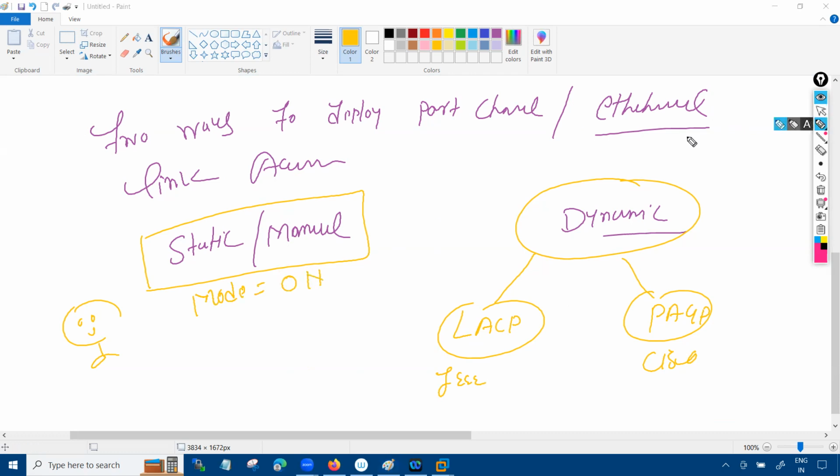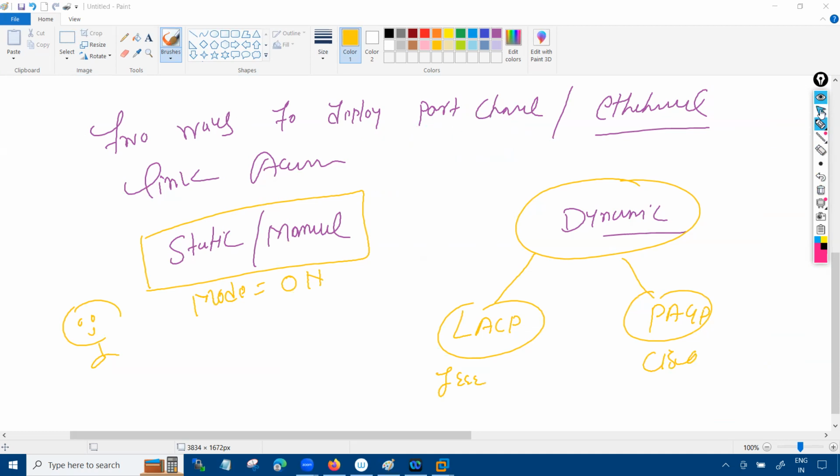Take an example: we have switch 1 and switch 2, and I'm going to make these two links a port channel. I need to define the on mode on this switch, and the on mode on this switch. Then your link will be converted into a port channel. I can't configure one side as on mode and the other side as LACP. It's not going to work. Make sure both are static or both are dynamic. And even then, if I run switch 2 as LACP and switch 1 as PAgP, it's not going to work.